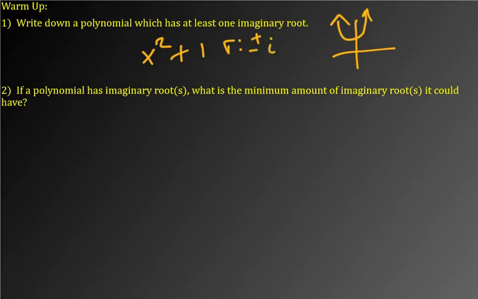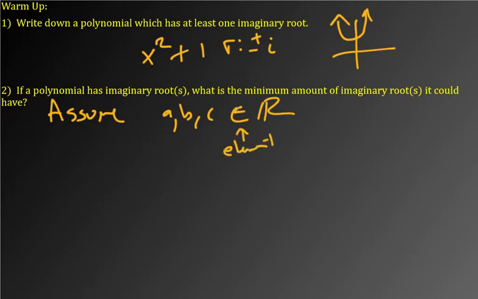And the next question is related to that because it says if a polynomial has imaginary roots, what is the minimum amount of imaginary roots it could have? And really, it could be 1, okay? But most of the time we're assuming in this class that a, b, and c are real numbers. This is a symbol called the element symbol, but basically it means that a, b, and c are in this set of numbers.